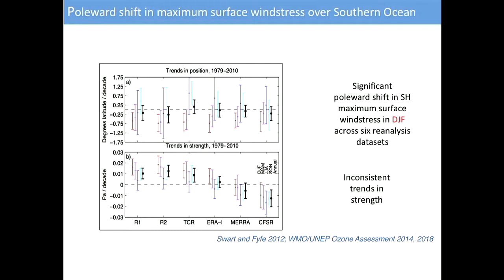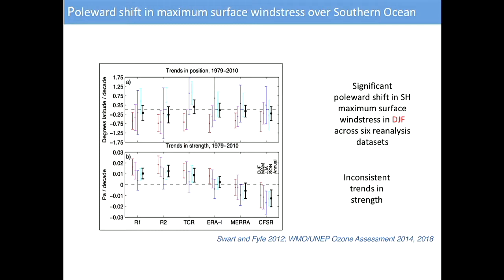Hey, so there was a nice paper by Swart and Fyfe in 2012 looking at trends in the SAM. This is based on the surface wind stress over the Southern Ocean in the reanalyses. These are just over the satellite era, 1979 to 2010, and it's hard to see these colours, but basically these are trends in the latitude of the maximum surface wind stress. So this will be around 50 south, and then trends in the strength of that wind stress. So is that maximum surface wind stress increasing? And each of the colours is a different season, and I think the black one is the annual mean.